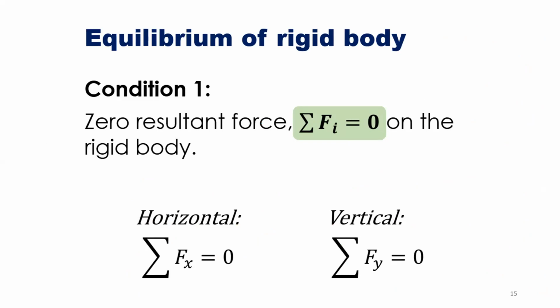So to make a conclusion about what we have discussed. When you are looking at the equilibrium of a rigid body, condition 1 for a system to be in equilibrium: if I say a body is in equilibrium, the first condition is zero resultant force. So the resultant force has to be 0, in any direction. But usually we will resolve it to the x direction and the y direction. That's why we have the horizontal and the vertical.